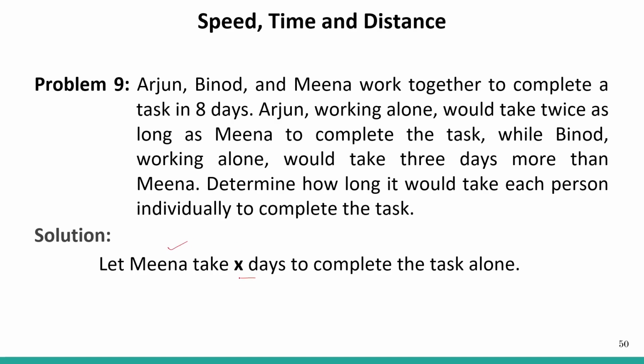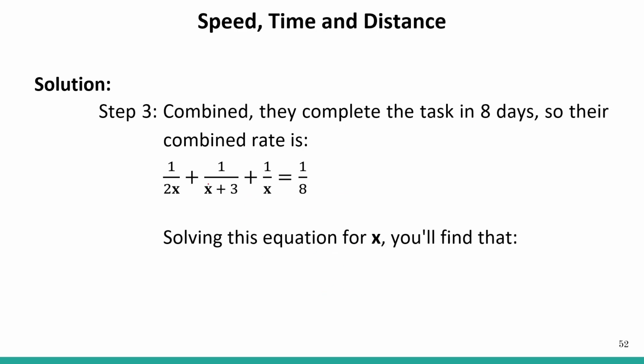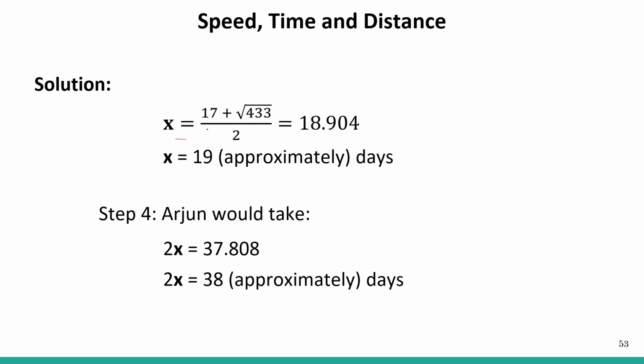So Meena takes x days to complete the task alone. So from the problem, Arjun would take 2x days and Binod would take x plus 3 days. So their individual work rates are 1 by 2x, 1 by x plus 3, and Meena's rate is 1 by x. So 1 by 2x plus 1 by x plus 3 plus 1 by x is equal to what? 1 by 8. So solving this equation for x, you will find that x is equal to 17 plus root 433 whole over 2, which is equal to 18.904.